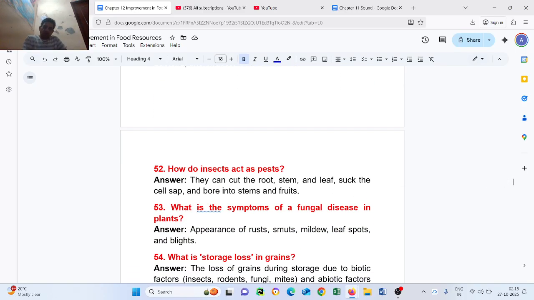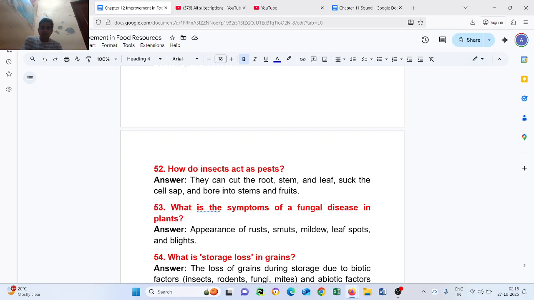Question number 52. How do insects act as pests? They can cut the root, stem and leaves, suck the cell sap and bore into the stem and fruits.